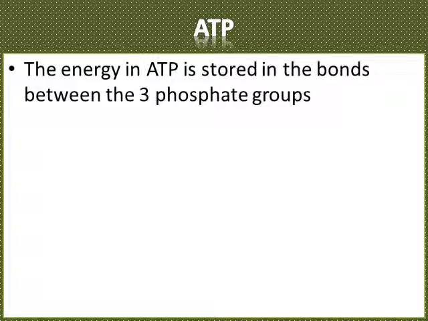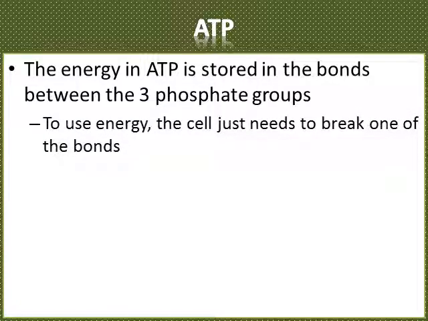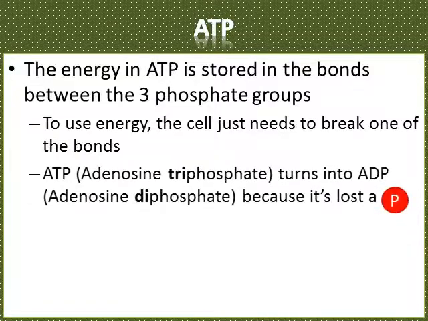Now, the energy that is found in ATP is actually stored in the bonds between the 3 phosphate groups. Okay, to use the energy, all the cell has to do is break one of the bonds, and it's usually between the 2nd and the 3rd phosphate, and I'll show that to you in the next slide. Okay, once that happens, adenosine triphosphate is going to lose one of its phosphates because you've cut the bond. Okay, and it becomes adenosine diphosphate. Again, it's because it's lost one of its phosphates. Tri means 3, di means 2.